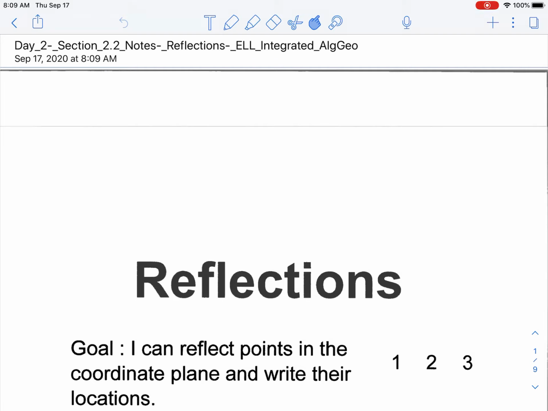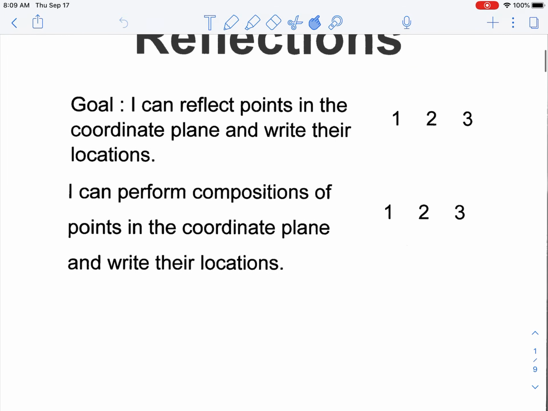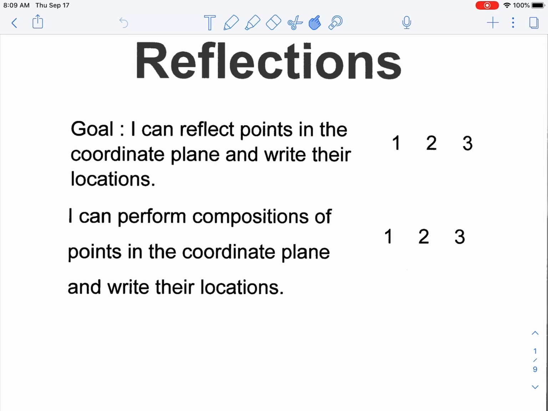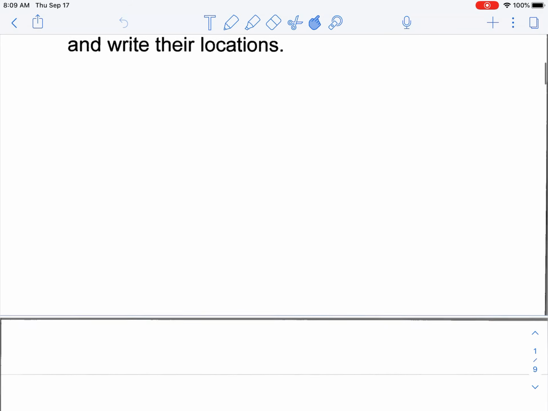All right, today we're going to go ahead and get into section 2.2. Today we'll be looking at the second type of transformation, reflections. Okay, we did translations first. Today we'll look at reflections, and then you'll notice it also says something about compositions. That we'll do after we do the reflections. So our focus today is on a reflection.